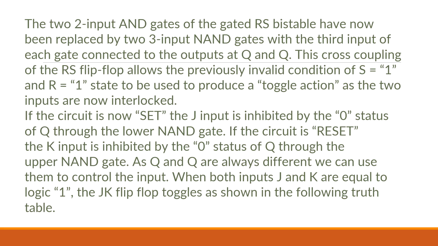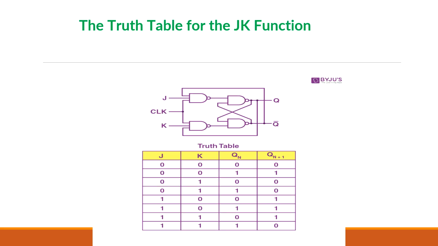If the circuit is now set, the J input is inhibited by the 0 status of Q complement through the lower NAND gate. If the circuit is reset, the K input is inhibited by the 0 status of Q through the upper NAND gate. As Q and Q complement are always different, we can use them to control the input. When both inputs J and K are equal to logic 1, the JK flip-flop toggles, as shown in the following truth table. Here is the truth table for the JK function.